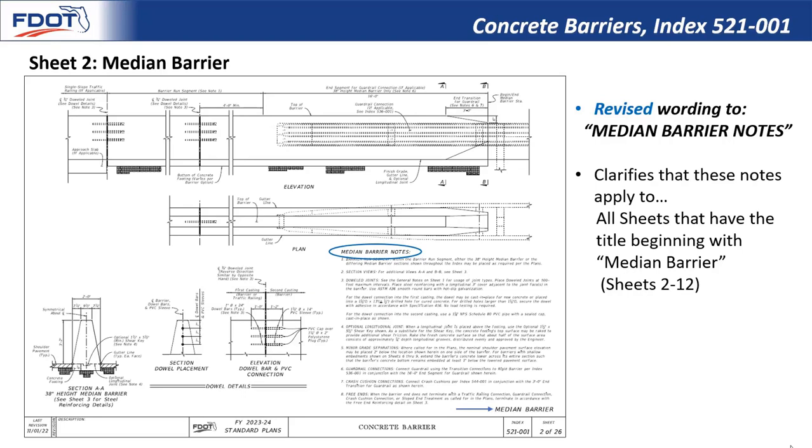Next up on sheet 2 is a fairly simple addition. We've expanded this notes heading from notes to median barrier notes. These standard plans are organized so that this sheet is the first sheet in the median barrier section, and the notes on this sheet apply to all details throughout the median barrier section on sheets 2 through 12. It helps to clarify that these notes apply to all sheets that have the title beginning with median barrier. For example, these notes would apply to the median barrier grade separated sheet.